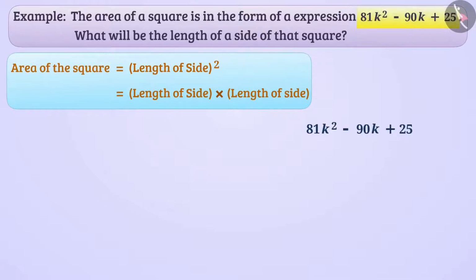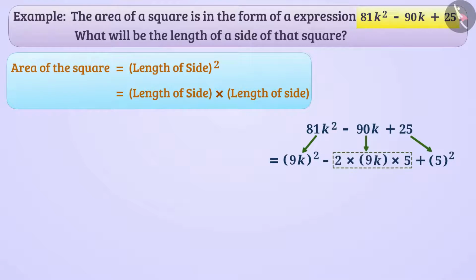So, let's start. First, we will see if there are any common factors in all the terms of the expression. There are no common factors in all the terms. Now, let's factorize all the terms. The first term is a perfect square. We can write it as 9k whole square. The third term is also a perfect square, which we can write as 5 square. The second term can be written as minus 2 multiplied by 9k multiplied by 5. Observe that the second term is negative.